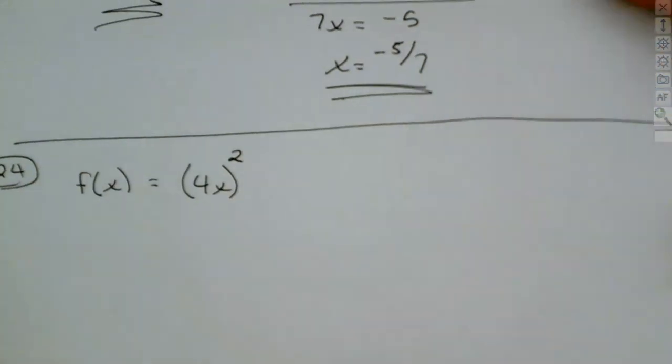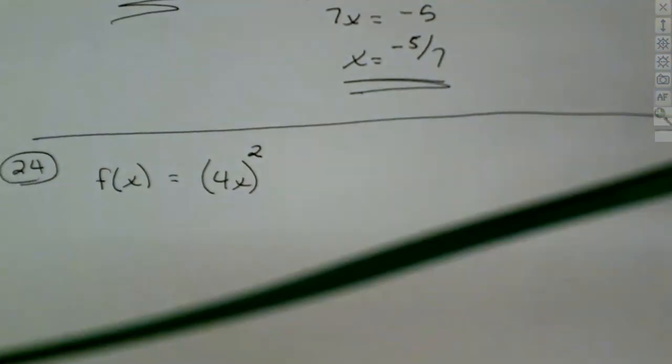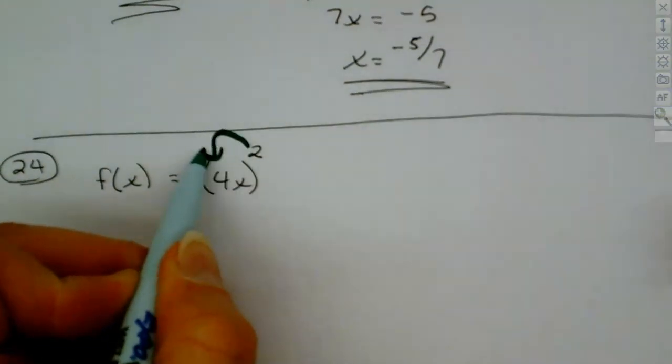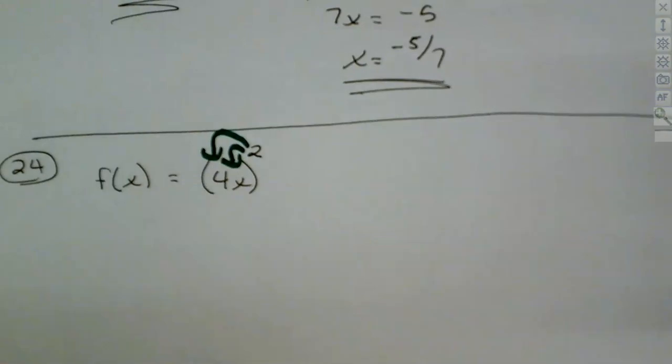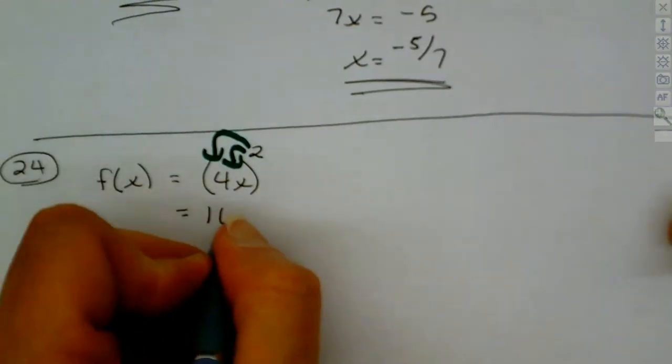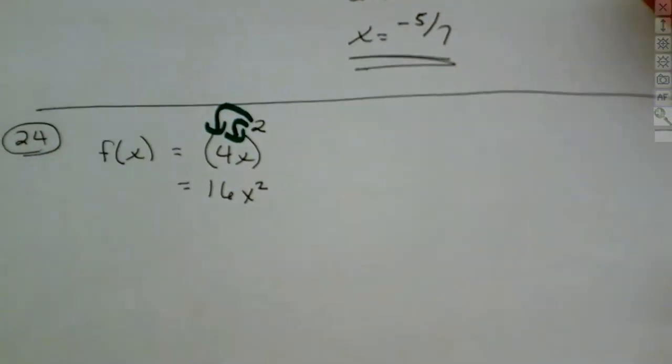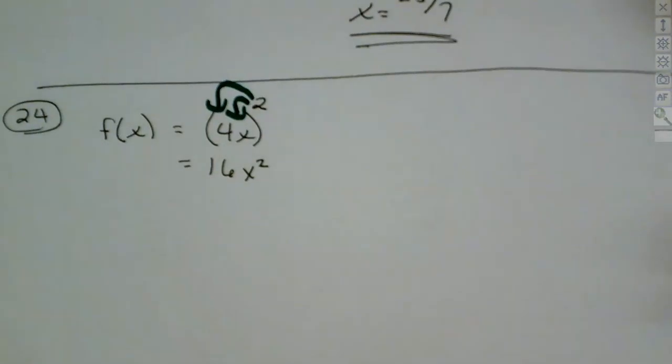Now, with the parentheses, what am I going to do with the square? The square has to be distributed through. Okay, so if I distribute that through, what does that give you? 16x squared. I'm not going to graph it completely, but we're going to talk about it, and you can finish it.